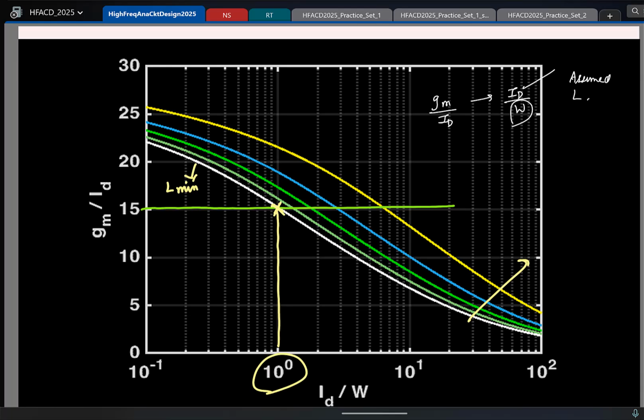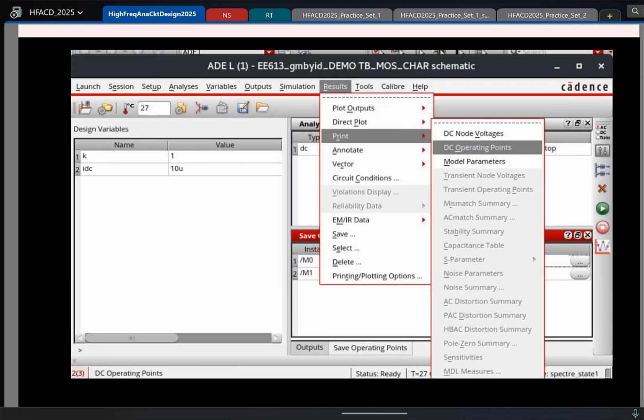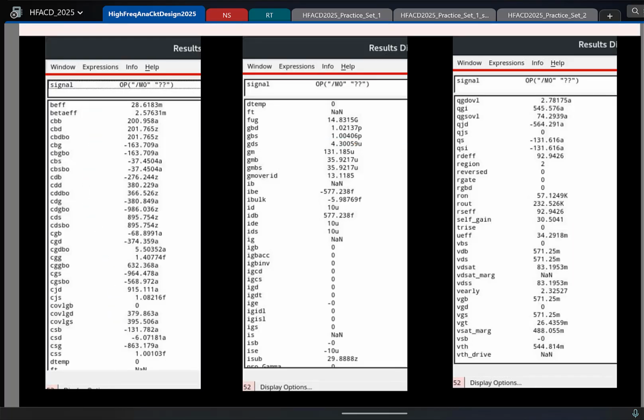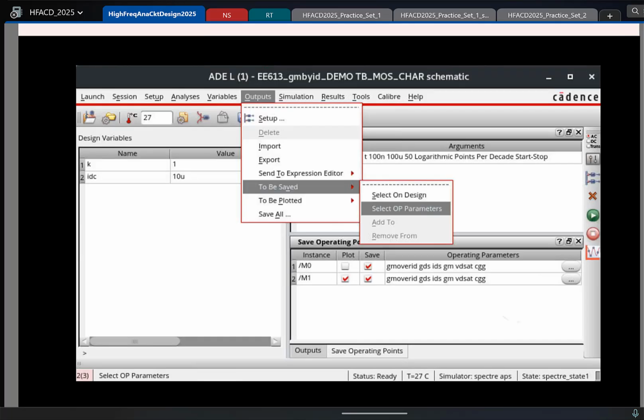In your simulator you can actually save the operating points. You can print the operating point this way: Results, Print, DC operating point. Your simulator will throw out so many operating point details, like the drain current ID, the GM over ID, etc. You can also ask it to store all these operating points: go to Outputs, Save, Operating point parameters, and save all this. Again, you will find many resources online to do this, or I'll ask the TAs to upload a document. This is a trivial thing.